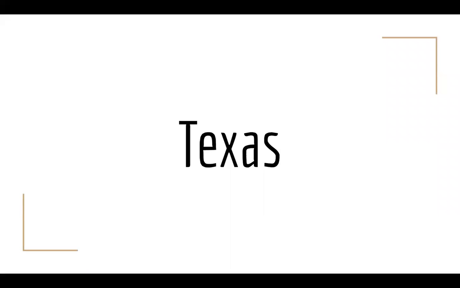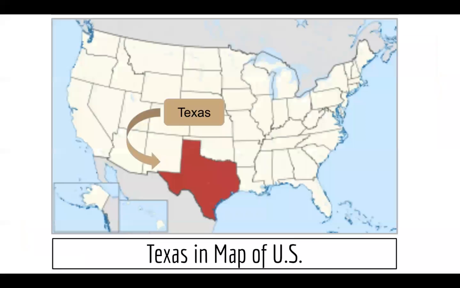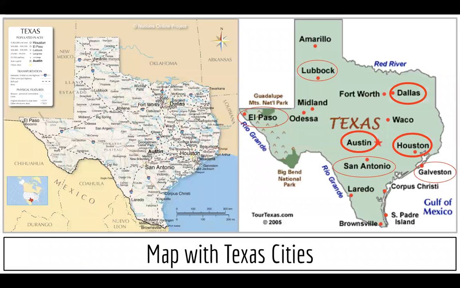Let's now look at Texas. This is a map of Texas in the US. As you can see here, Texas is located in the southern part of the US. Austin is the capital of Texas. It is an urban city with a population of 987,908 people as of 2019.